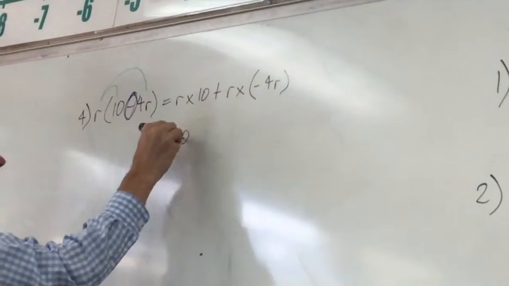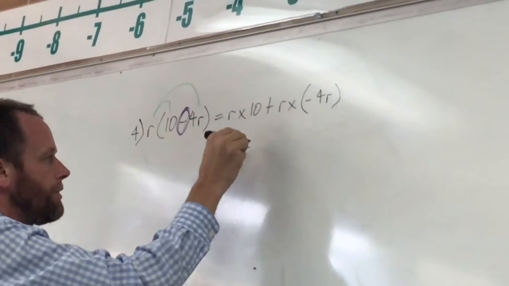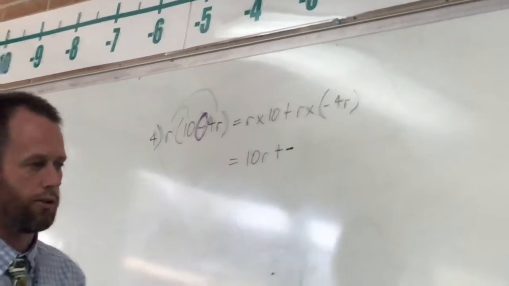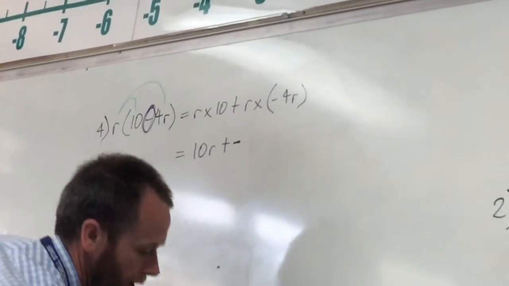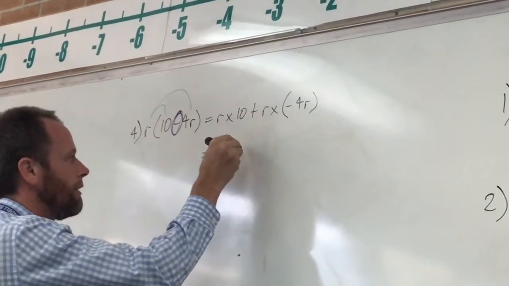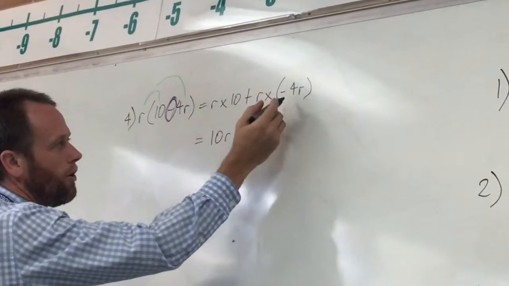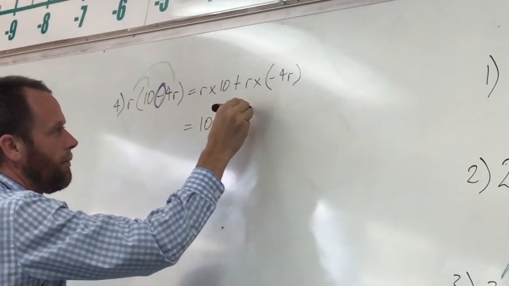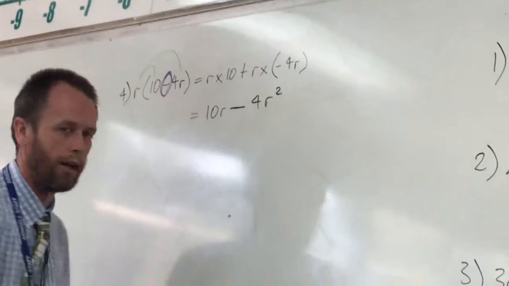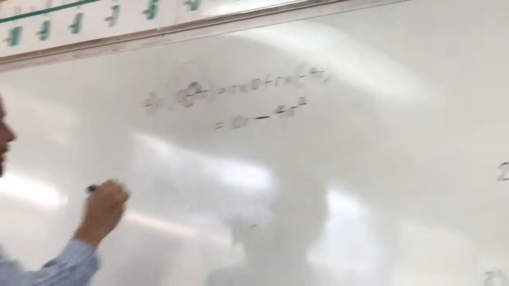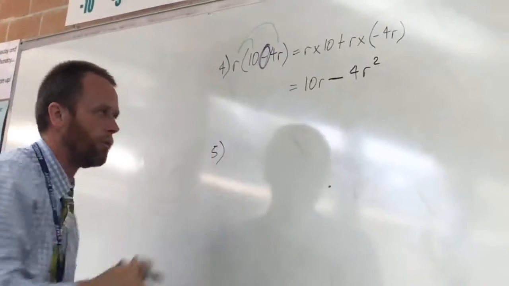This first part I should be able to simplify pretty straightforward. 10r plus, but because it's a minus, it's actually going to become a minus. I can just write it as a minus to start with, and then it will make sense, hopefully. Minus 4, and then r times r, which is 4r squared. If you need to put an extra line of working, that's fine, but that is what you will get to.